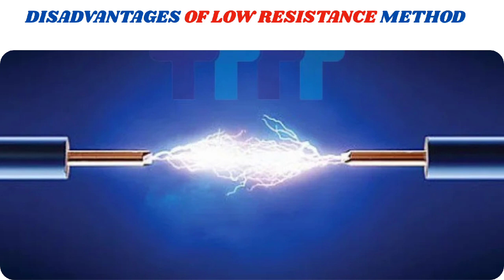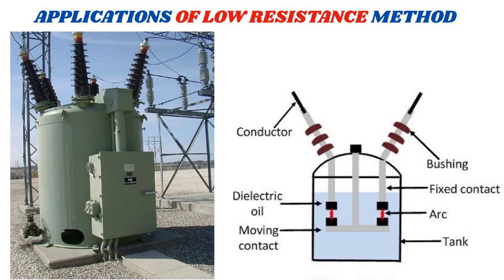Complexity. The low resistance method can be complex to implement, requiring additional components and design considerations. 2. Increased cost. The low resistance method can increase the cost of the circuit breaker, as additional components and design considerations are required. 3. Potential for overheating. The low resistance path can potentially overheat, particularly if the current is high, which can lead to further damage and safety issues.